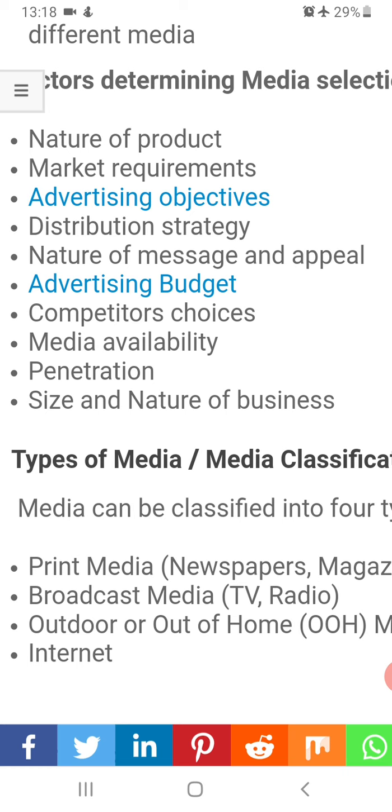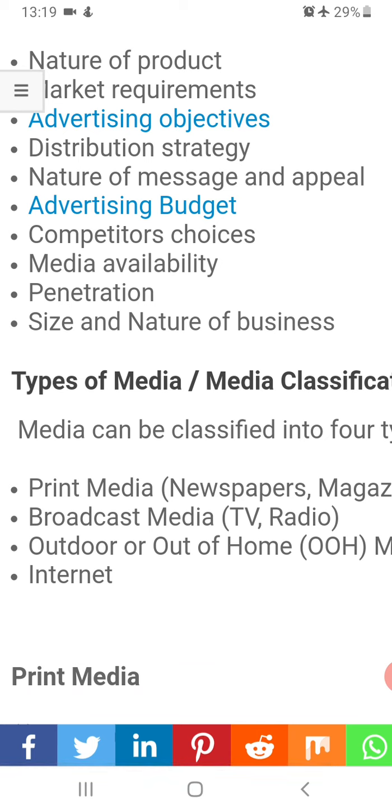Nature of the message and appeal. The appeal of the advertisement also leads to a stimulus. It gives a stimulus to the customers, whether should I buy or should I not buy, should I skip it. The message itself in the advertisement is the way the advertising message is delivered, and how appealing it is to the customers, and how it generates an increase in sales. That is important.